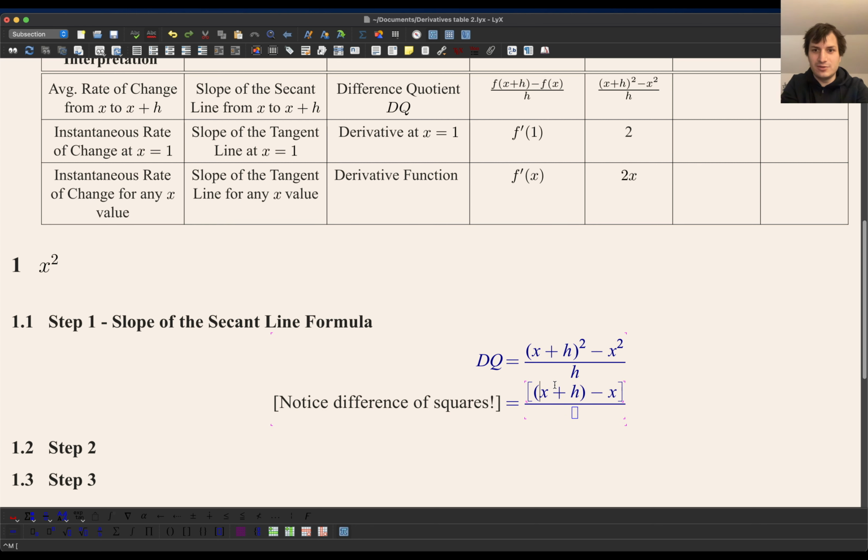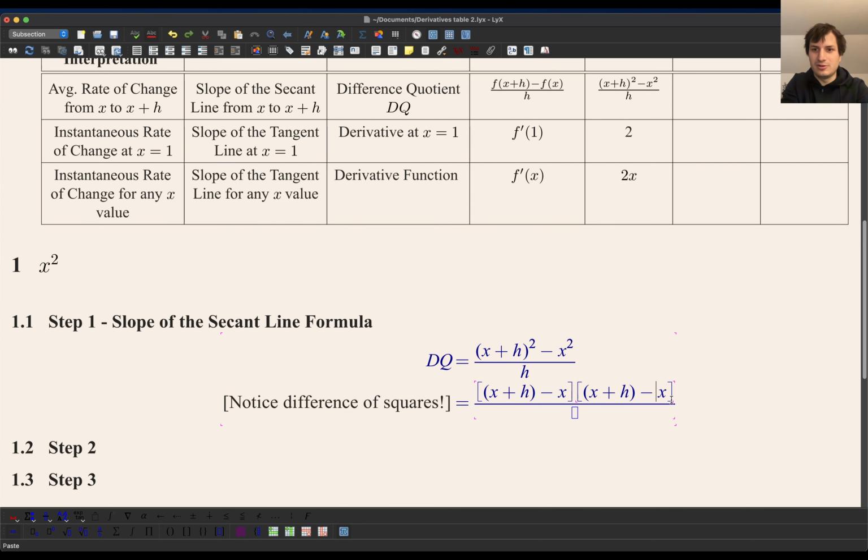That's one of the 2 terms. And then you have the same thing, but with a plus sign on the top there, plus x. And this is all divided by h. And this is becoming a difference of squares because you have something squared minus something else squared. Well, it's the first thing minus the second thing times the first thing plus the second thing. So it's exactly as I have it written here.